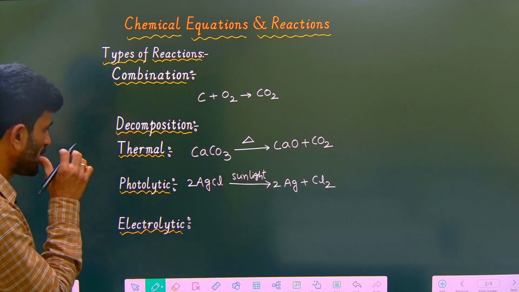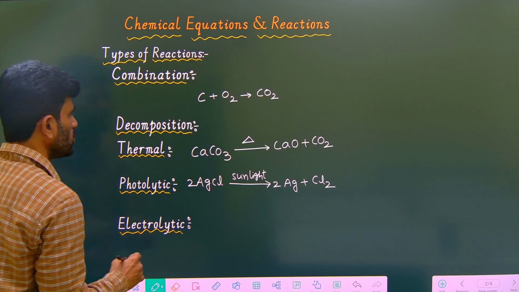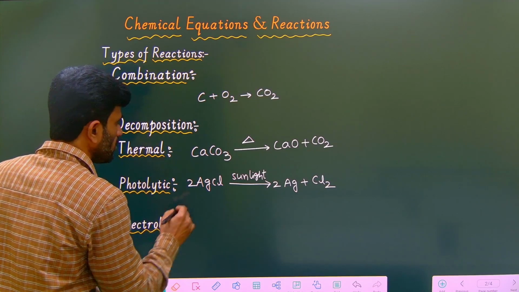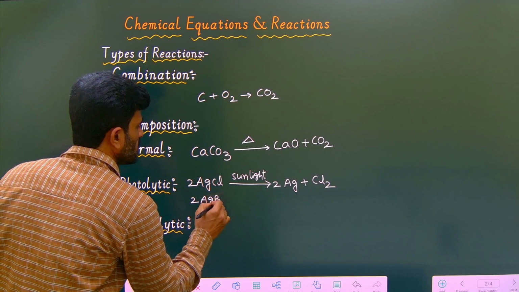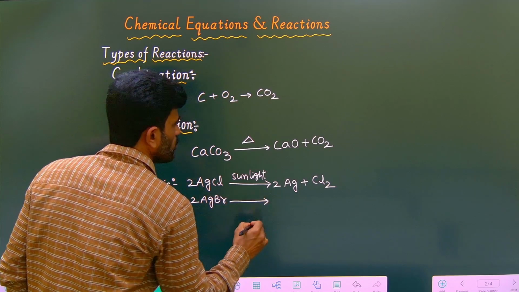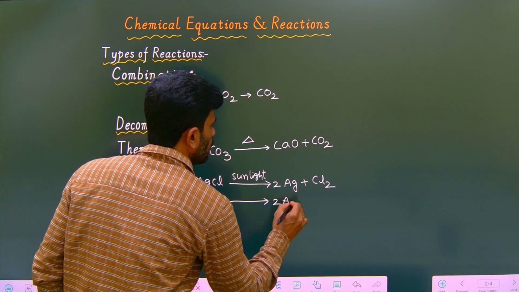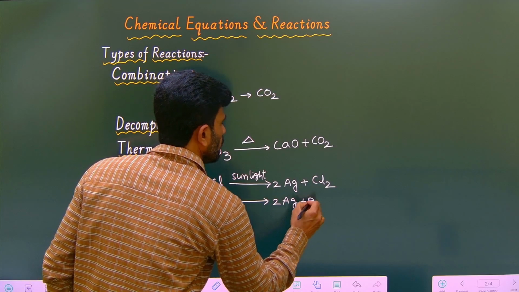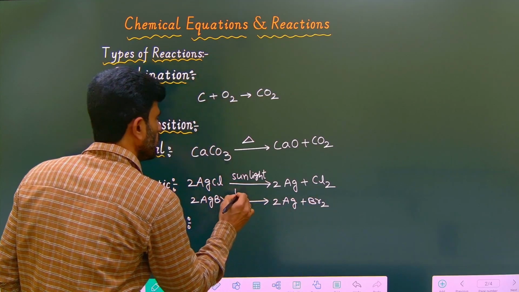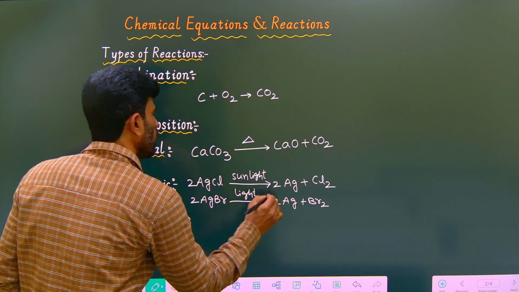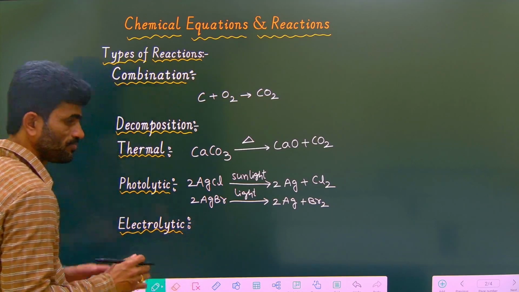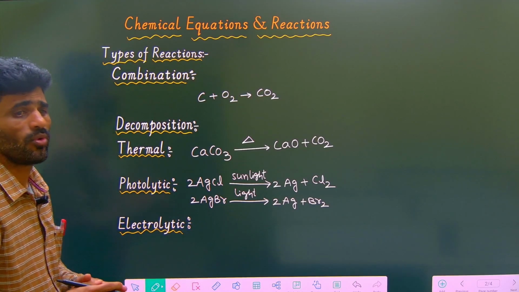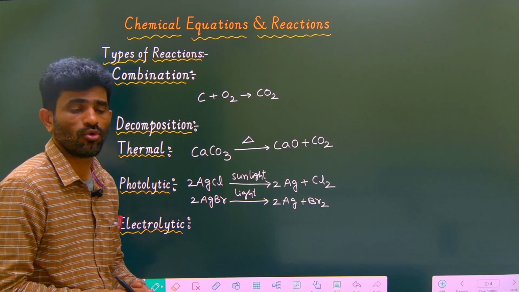Next one we have electrolytic decomposition. Not only 2AgCl, one more example also we have, 2AgBr, silver bromide. These two are used in black and white photography. Both are examples of photolytic decomposition. Now electrolytic decomposition. What happens here? The electrolysis process; hope everybody remembers.